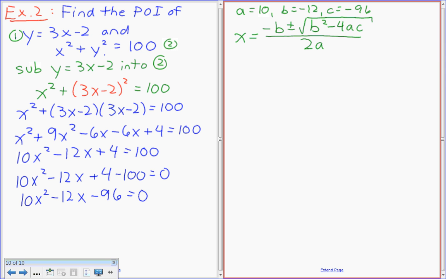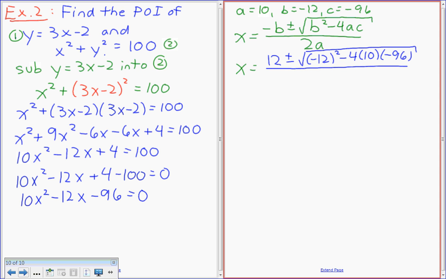All right. Can we sub in some numbers, please? Okay, so it's going to be x equals, so the numbers, it's going to be 12. I've changed it to a positive instead of a negative. Plus or minus the square root of negative 12 squared, minus 4 times 10 times negative 96, all over 2 times 10.